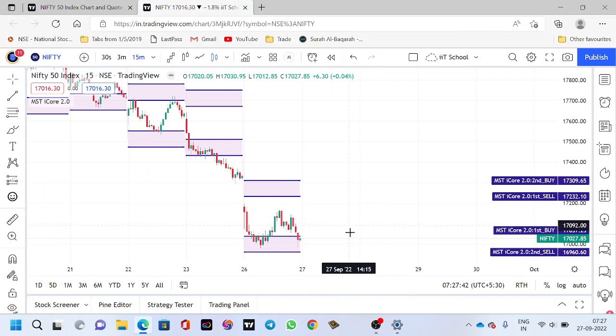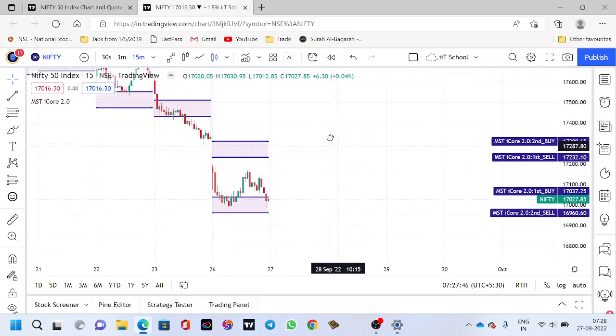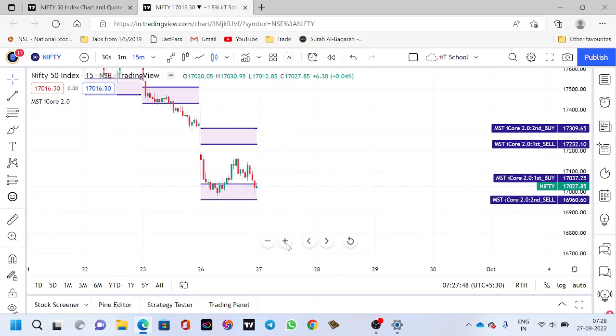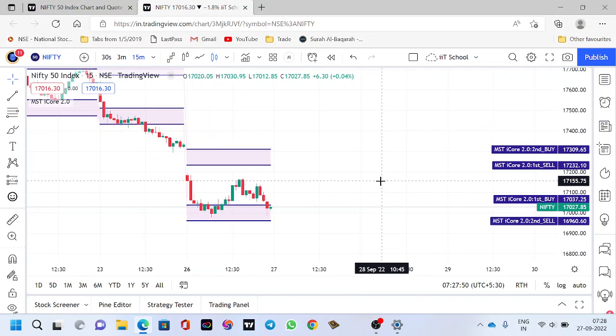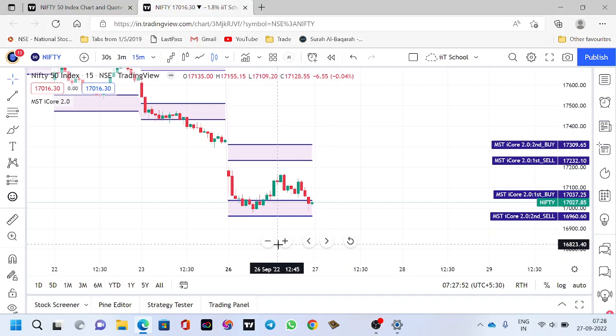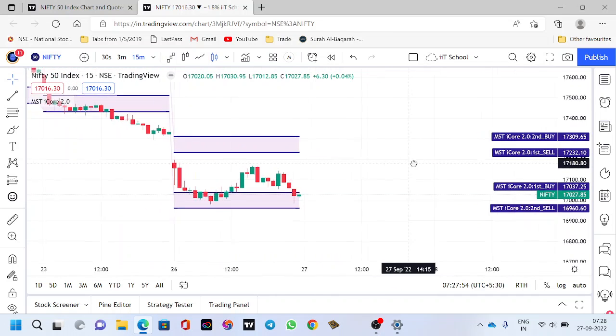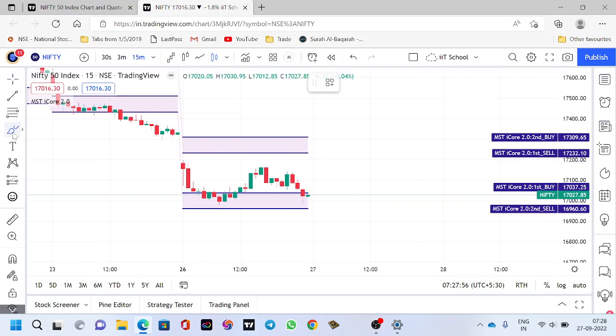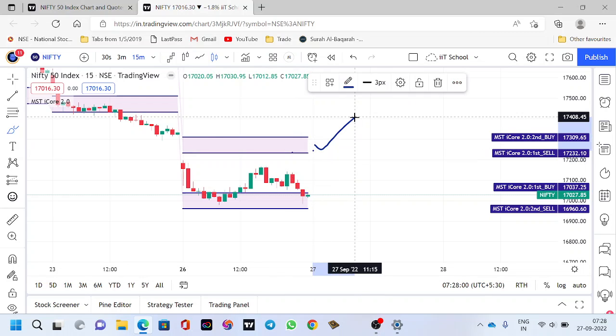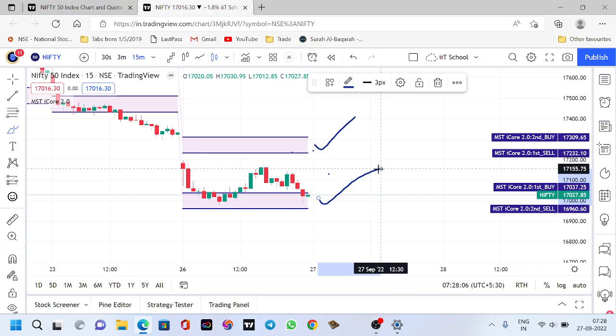As you all know, this indicator is based on the 4-line strategy, which is nothing but the demand and supply zone. Now come here, the top 2 lines are the supply zone, and the bottom 2 lines are the demand zone.